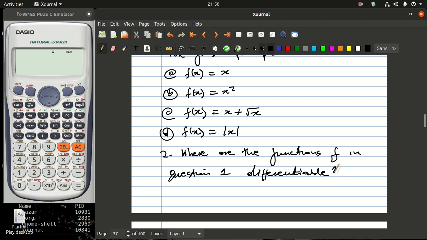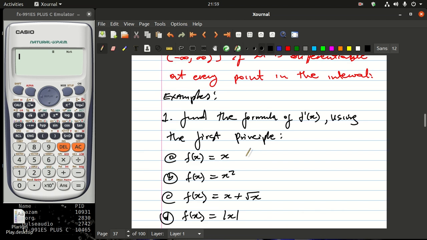Differentiable. Where are they differentiable? In other words, find the derivative of this, find the derivative of this, find the derivative of this, find the derivative of this, and actually find the domain of each of these things here.